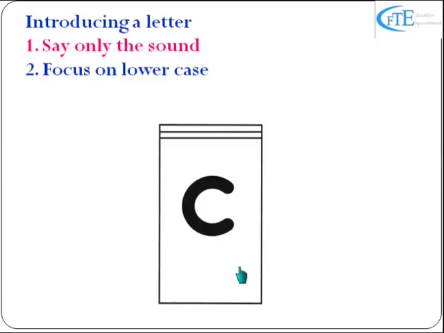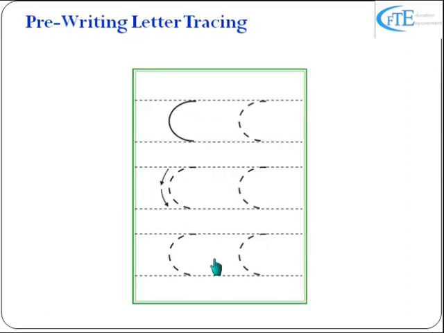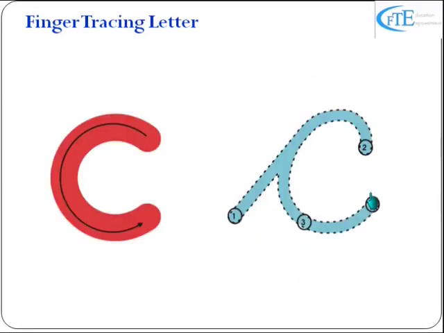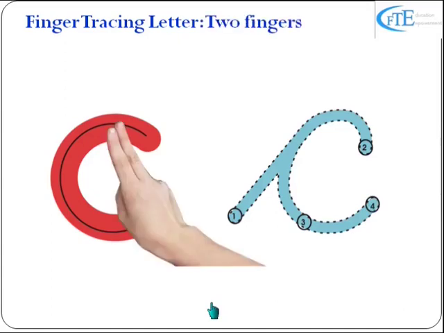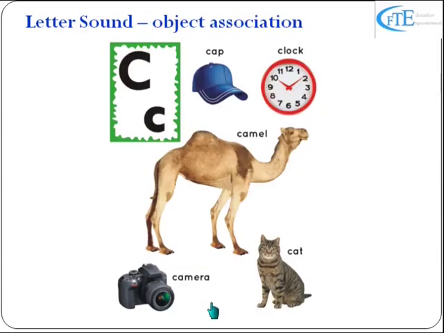Then introduce k, same method, focus on the sound k. Tracing the stroke, tracing the letter while saying the sound. Use the two-finger technique. Objects that start with that sound: k, cap, k, clock, k, camel, k, cat, k, camera.